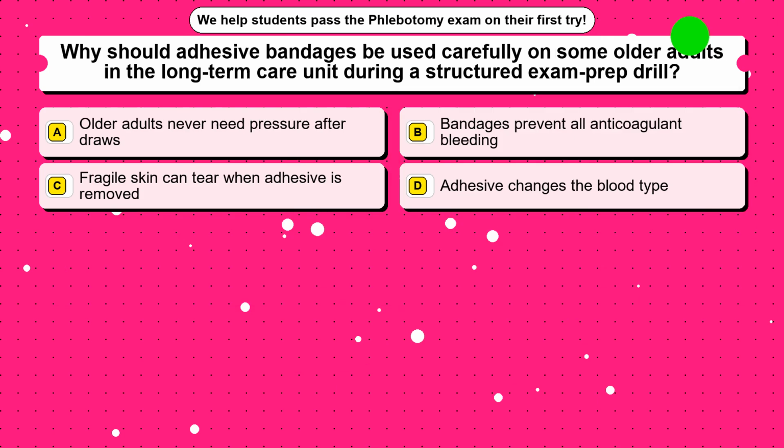Question 86. Why should adhesive bandages be used carefully on some older adults in the long-term care unit during a structured exam prep drill? Option A. Older adults never need pressure after draws. Option B. Bandages prevent all anticoagulant bleeding. Option C. Fragile skin can tear when adhesive is removed. Option D. Adhesive changes the blood type.